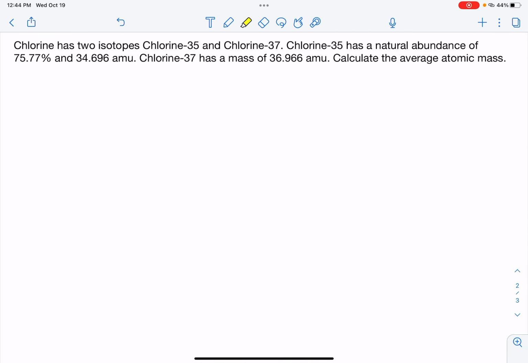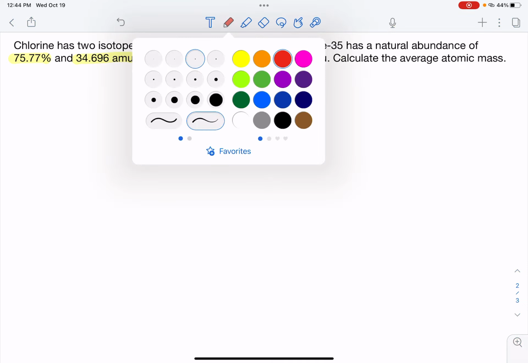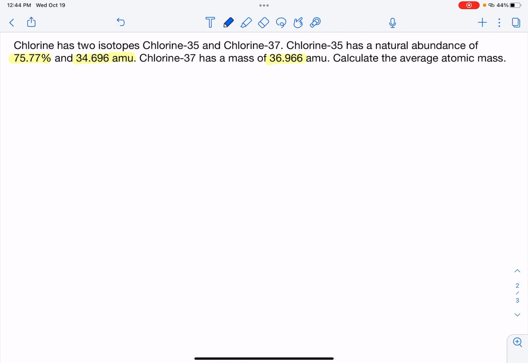Chlorine has 2 isotopes, chlorine-35 and chlorine-37. Chlorine-35 has a natural abundance of 75.77% and a mass of 34.696 AMU. Chlorine-37 has a mass of 36.966 AMU. And we're going to calculate the average atomic mass. So let's start off, just like before, by figuring out our masses and our percentages. I know my chlorine has two isotopes, chlorine-37 and chlorine-35. And in this case, they give us a more detailed mass for each, which has a decimal. So that's what we're going to use.